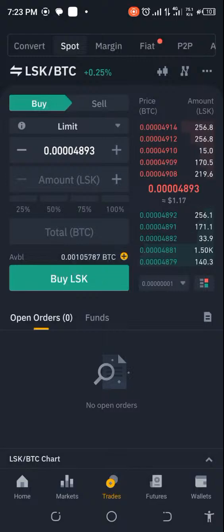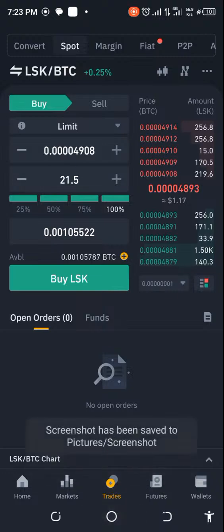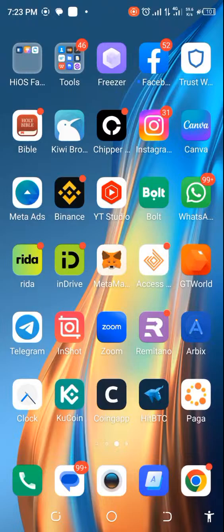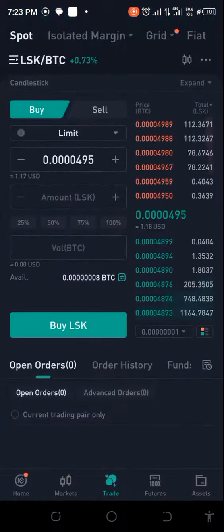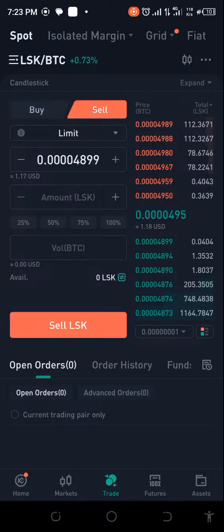I'll cancel that and try and see what we can do. If I pick this amount, what would it give me? Oh, that's 4908. Wow, that's going to give me less than what I want. Let me see what that's going to give me. It's going to give me 21.5. Should I go ahead with that? Let's try and see what this will give us on the other side before we go ahead. So I have 495 here. If I want to sell this, what would I be selling it at? 4899. That's going to be less than what we want.